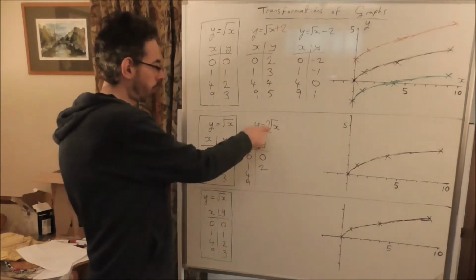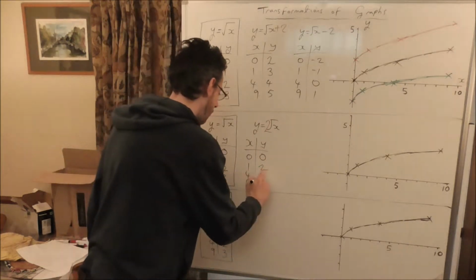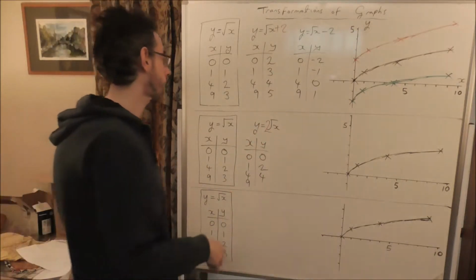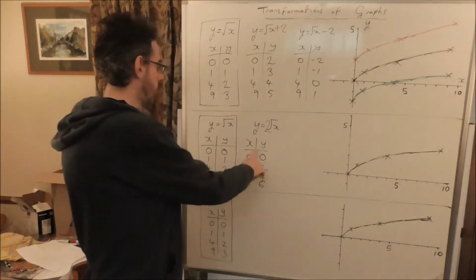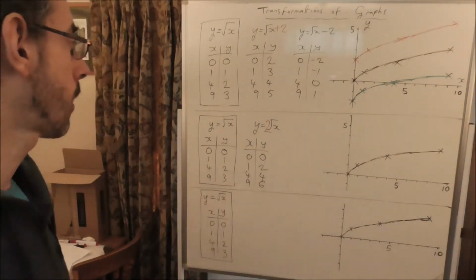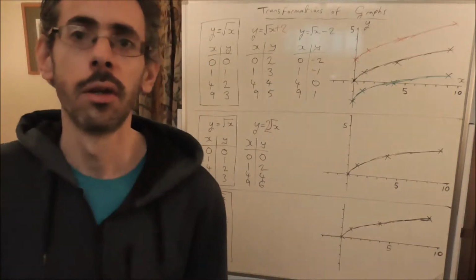When you put 4 in, the square root of 4 is 2, but then you're doubling it, so you get 4. And when you put 9 in, the square root of 9 is 3, and then 2 times 3 is 6. So notice all the y values are just double what they were originally. So on the grid, that basically just means that all the points are going to be 2 times higher than they were originally.